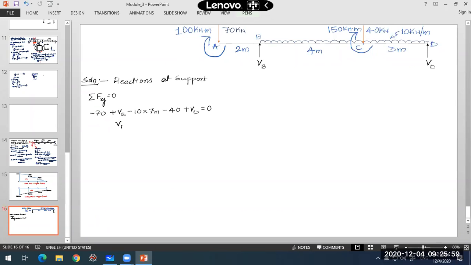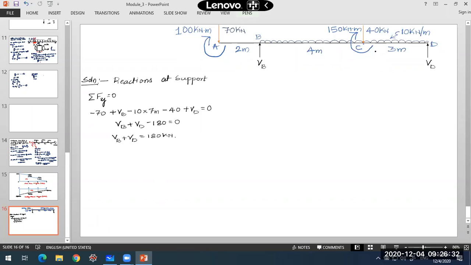So summation of all the forces in vertical direction, I have equated to 0. What it gives me is VB plus VD, minus 70, minus 70, this comes out to be minus 140, and minus 40, minus 180, is equal to 0. We can say that VB plus VD is equal to 180 kilonewtons. This is one equation.